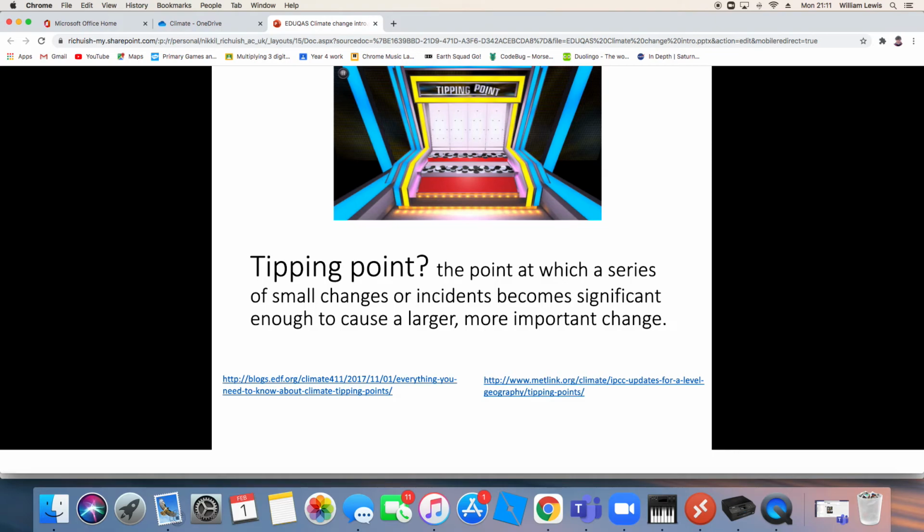The point at which a series of small changes becomes significant enough. It's a little bit like me losing my temper. There'll be a series of small little things that irritate me. And then there'll be a point where that's it, I've lost my patience, I've lost my temper at that point. Whatever analogy you need, you need to know a definition. Now, because I'm not brilliant at explaining tipping points, as you can tell, I have included a couple of websites there that you are very welcome to use in case you need somebody else to explain that to you.